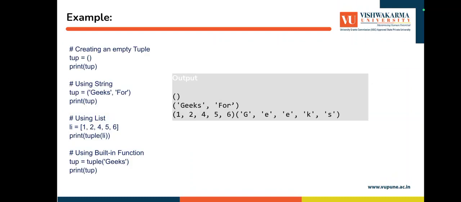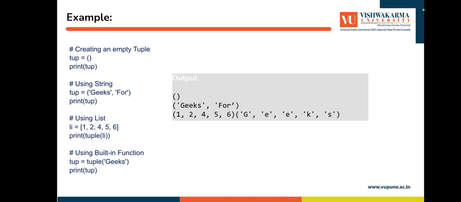Example: creating an empty tuple. Creating a tuple using a string: in that tuple we are storing Geeks and for. It will store the string and accordingly print the variable in which we stored the specific string data.